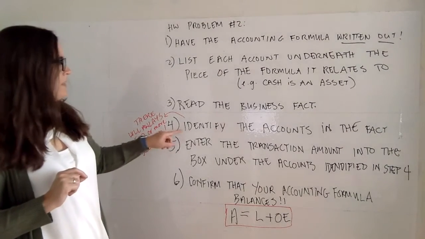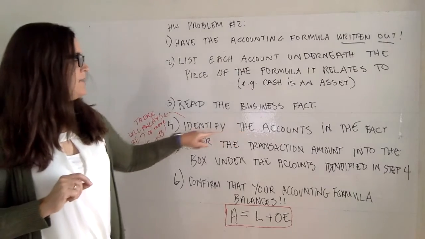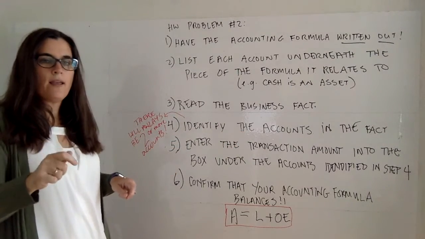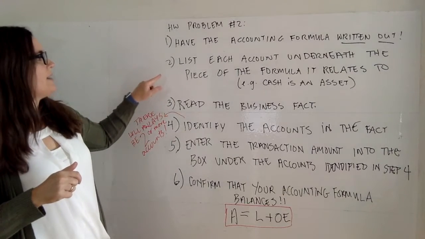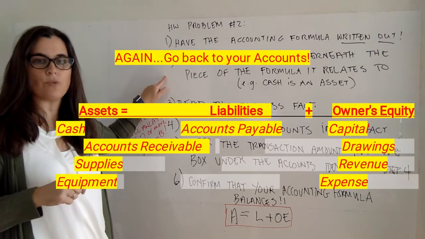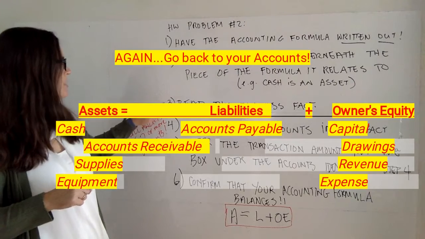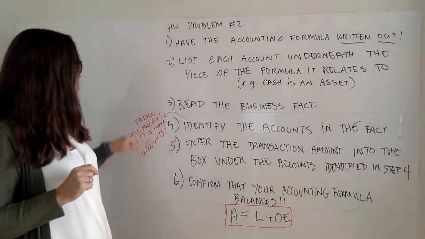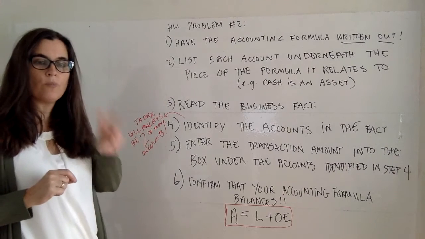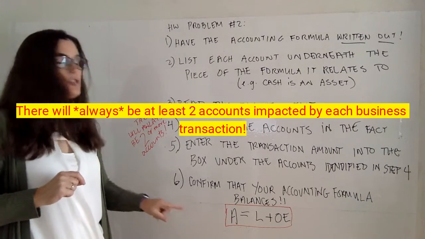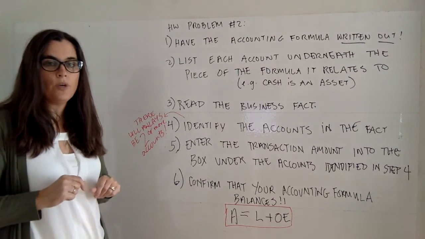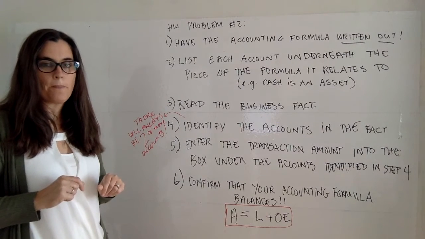You want to read the business transaction and then interpret it and understand what account is being impacted with this transaction. So number 3, you're looking back to number 2 and identifying the account. You will always have 2 or more accounts because we must always balance the accounting formula. So we will always have at least 2 accounts with every transaction.